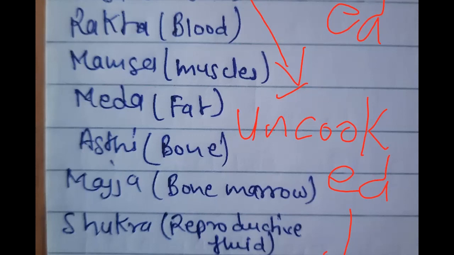This much you understood? Yeah, all clear. So uncooked rasa, is that called free radicals? Normally people talk about free radicals. Is that the free radicals? The ama?